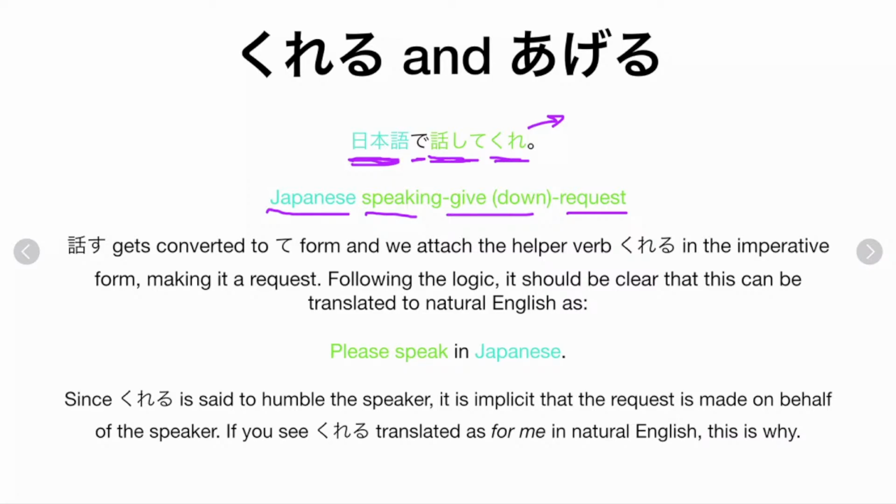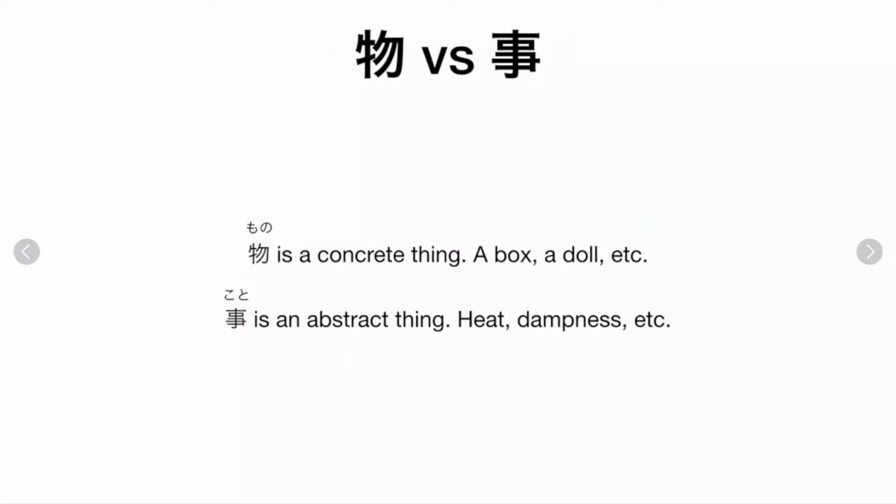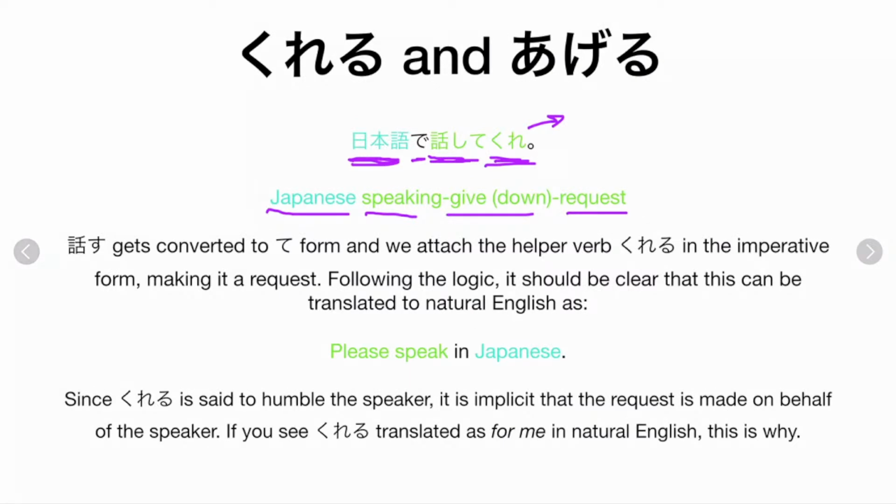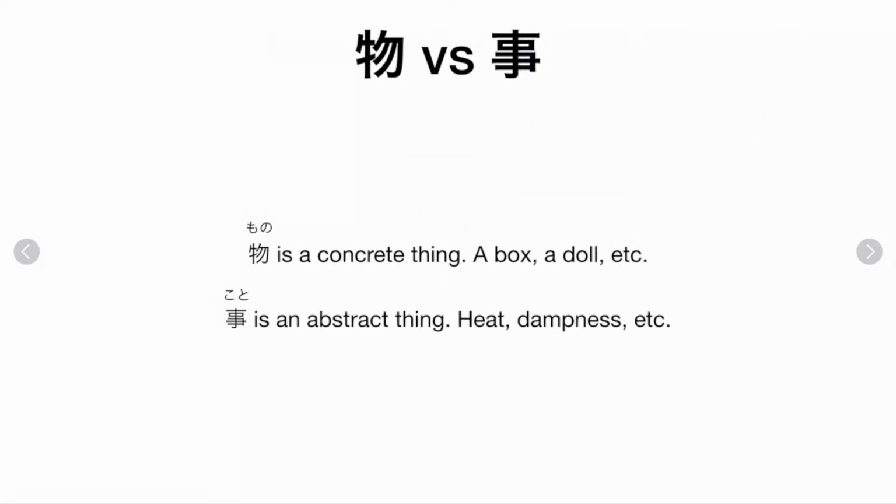So when you want someone to do something for you, verb kure. I don't have an example here, I guess. But if you say, I'm going to do this for you, verb ageru. I will do this and give it up. We'll see more examples of this as we keep going.